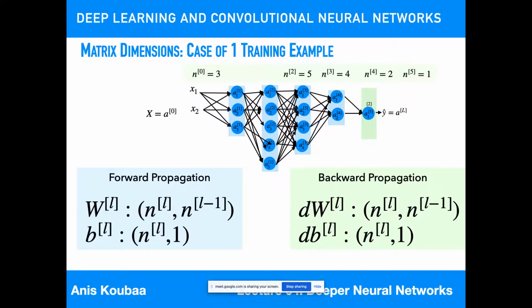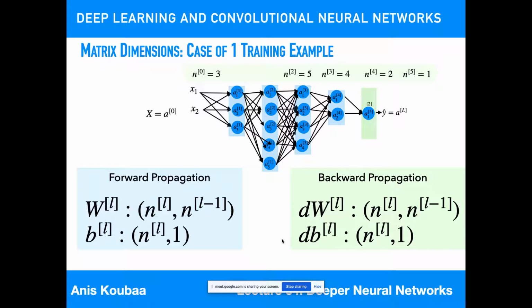Okay, so if we go to the next slide, this is the case for 1 training example. For the forward propagation, you have NL minus 1 and LN1. And DW and DB have the same dimension as W and B, because at the end you are going to make the update: the new WL is equal to the old WL minus alpha DWL. So of course, naturally, they must have the same shape. Same thing for BL and DBL.